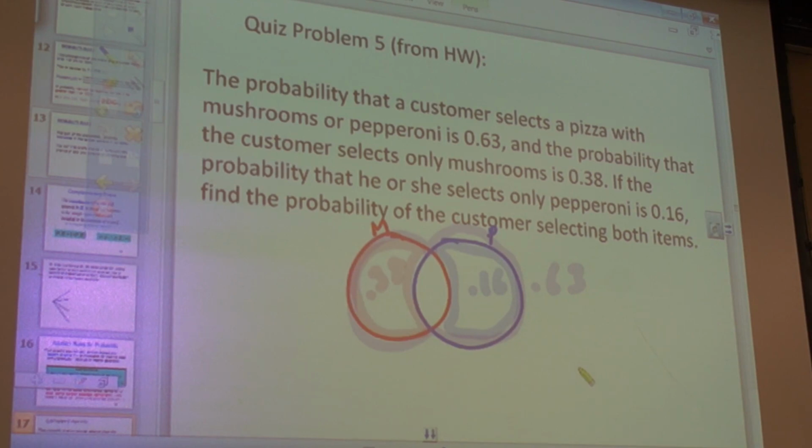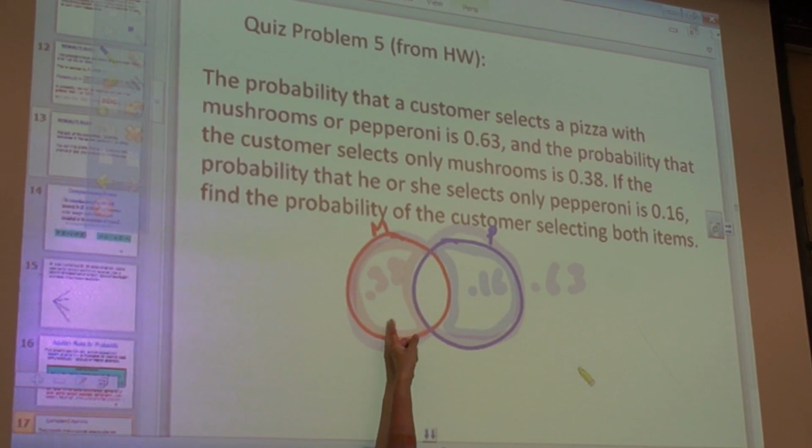All right, so how the Venn diagram works is mushrooms is the red circle. This little partial crescent is the mushrooms only part. The other little partial crescent over here, the blue one, that's the pepperoni only part. And the tiny sliver in the middle, that's mushrooms and pepperoni both. So that's what we're trying to find.